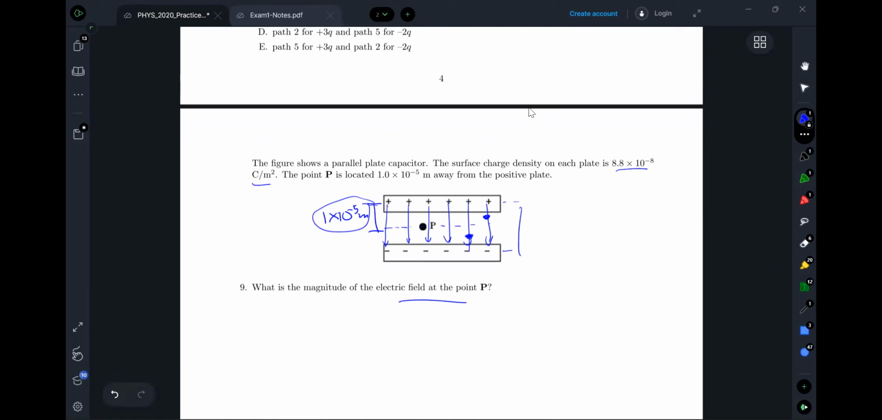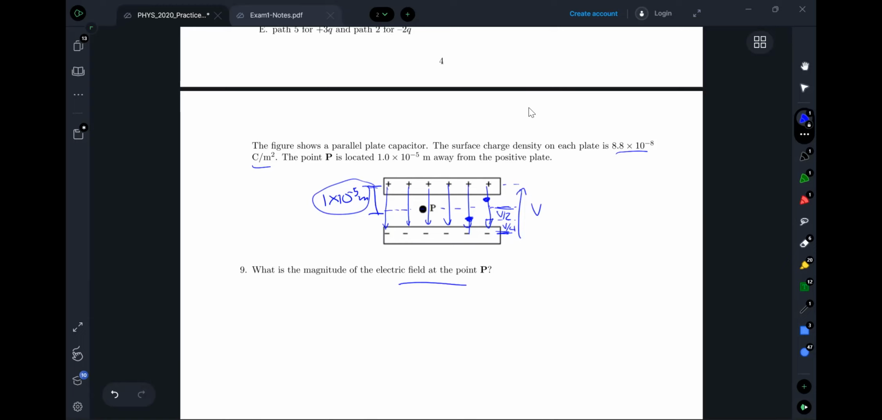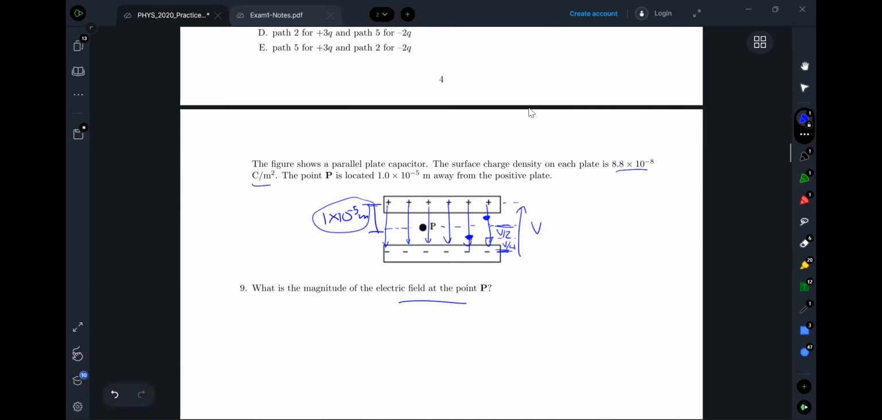So if we still call this V, our potential difference high minus low, halfway between that and the negative plate the potential difference is V over 2. A quarter of the way, it's just V over 4, and so on. So plate spacing does matter for some things, but not the field.